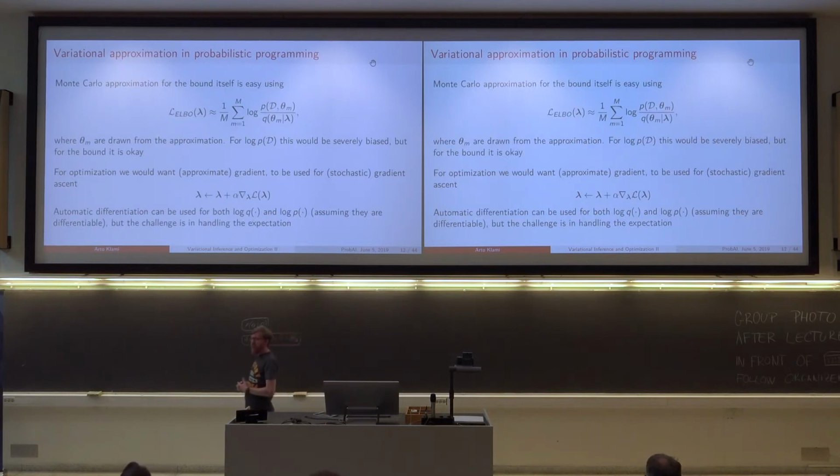So let's take a look at how we actually do this. Our loss function is an expectation over the approximation. Any expectation we can always approximate with Monte Carlo, meaning that we just draw samples theta_n from the approximation and compute the average of the function over these samples. Here, that is the average log ratio of the joint density and the approximation. This is an unbiased estimator for the lower bound of the evidence.